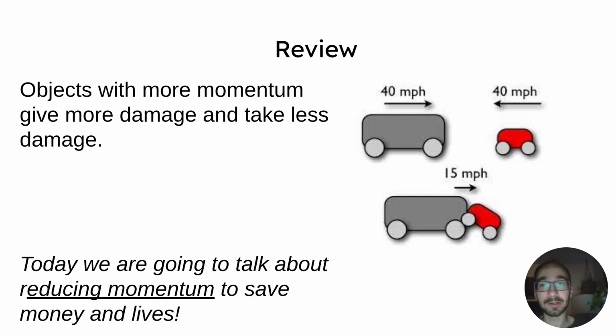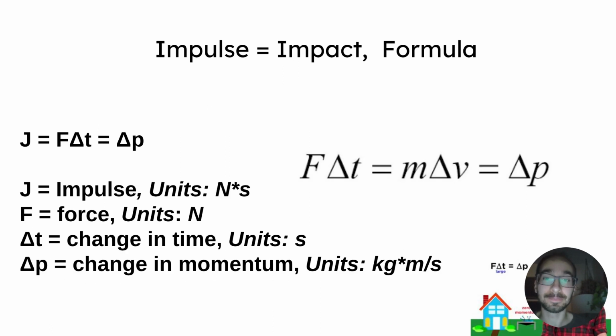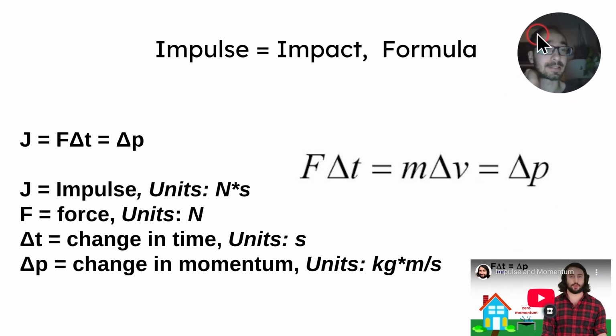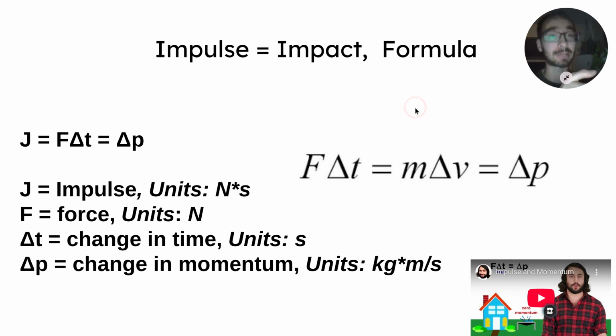A little reminder, objects with more momentum give more damage and take less damage themselves. We're going to talk about how to reduce that momentum today. So here's the answer for number 1 in your note sheet, is the impulse formula. Another way to think about impulse is impact. So impulse is like the science term. Impact is like what you use in your common vernacular, common language.